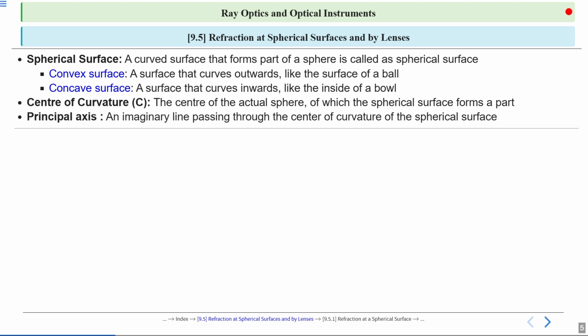We will determine how the object will be placed. Now we'll derive an expression based on the spherical refracting surfaces. We will take the object on the principal axis and we will also take the image on the principal axis. It is a very important geometrical property that we are going to use in spherical surfaces.